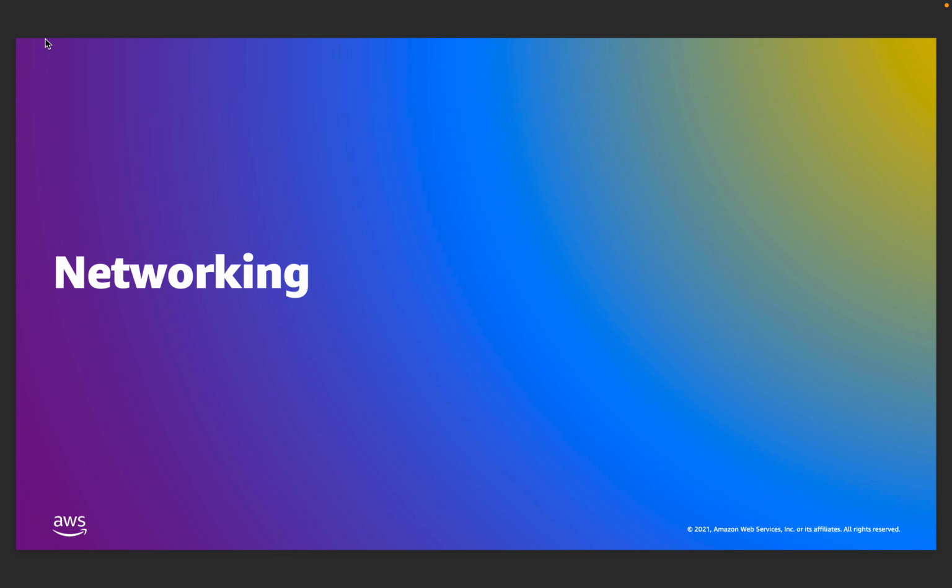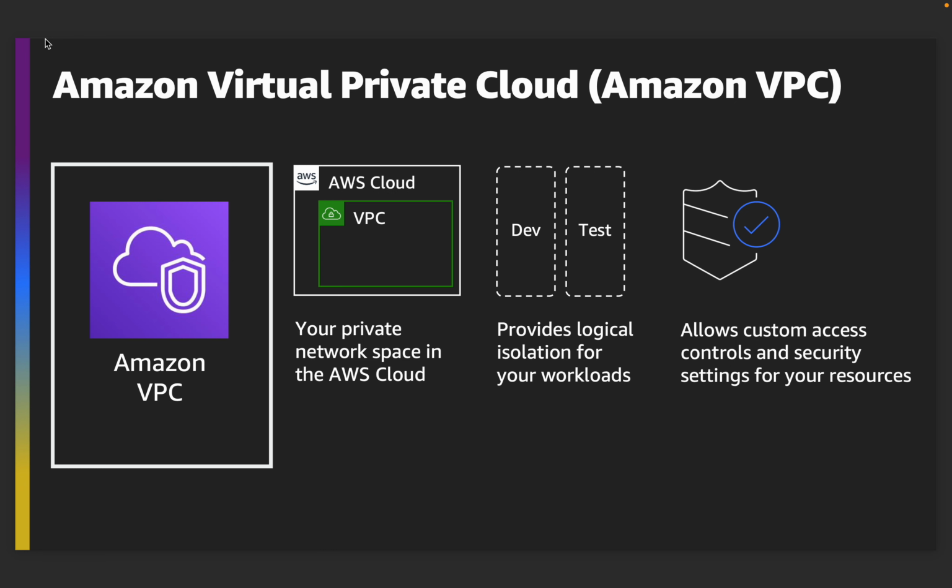Okay, so let's talk about networking. Amazon VPC, Virtual Private Cloud, is your private network space in the AWS cloud. It provides logical isolation for your workloads and allows custom access control and security settings for your resources.